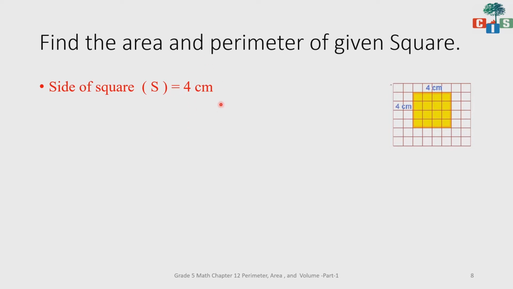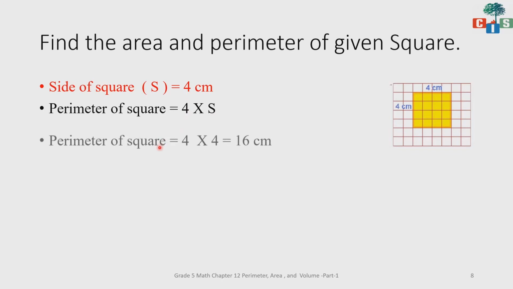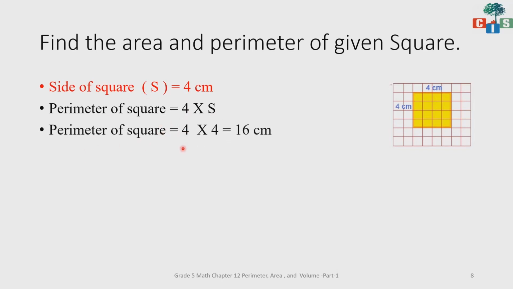Now in the next step, we will write the formula for finding the perimeter of a square. So perimeter of square is equal to 4 multiplied by S. S means the side of the square, which is 4 centimeter over here. Now we will put the value of S. So perimeter of square is equal to 4 multiplied by 4. What is 4 multiplied by 4? 4 fours are 16. So the perimeter of the given square is 16 centimeter.